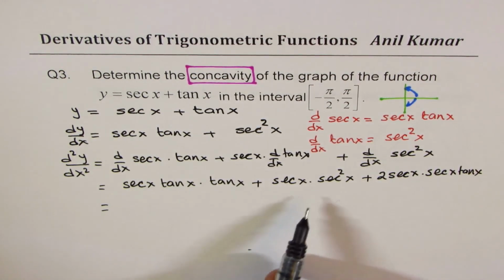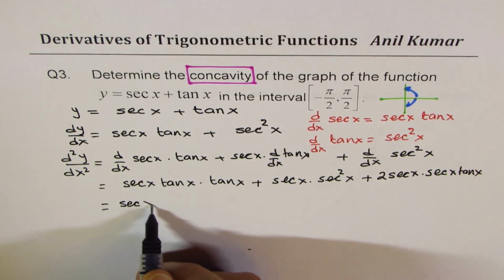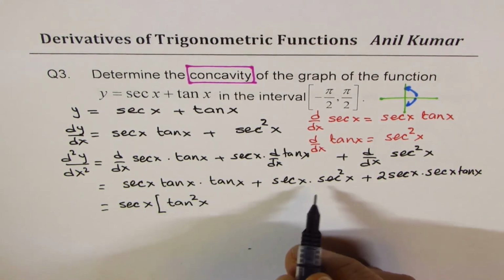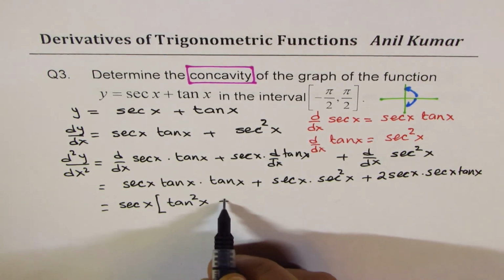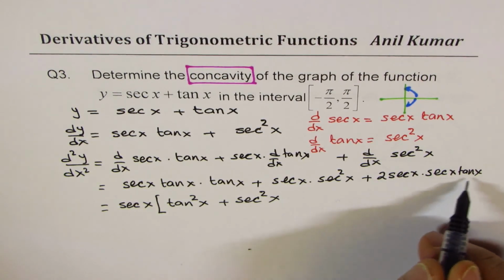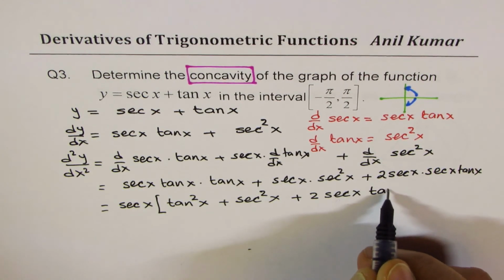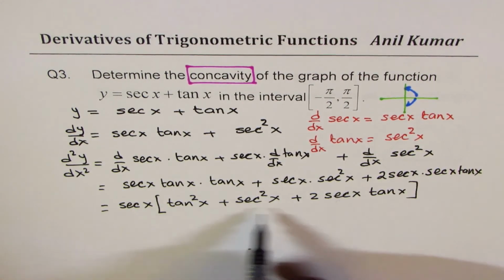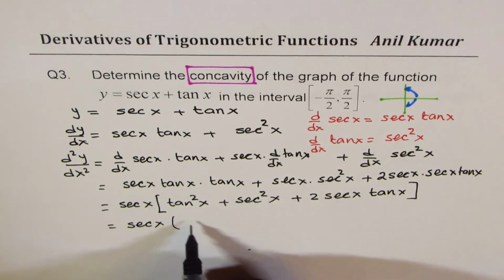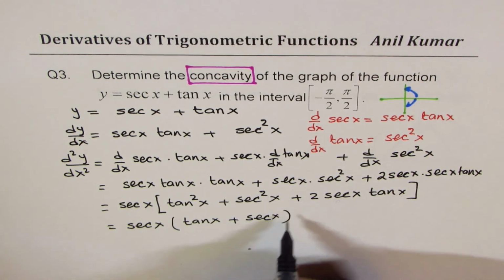Now, we have these 3 terms and secant x is common in all the 3. So let's take it out. We're left with tan square x. Here we get secant square x. And here we get 2 secant x tan x. Now this term is a perfect square. So I could write this as secant x times (tan x plus secant x) whole square.